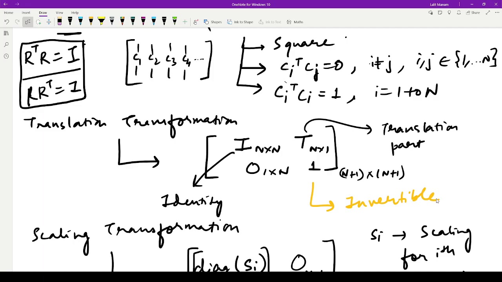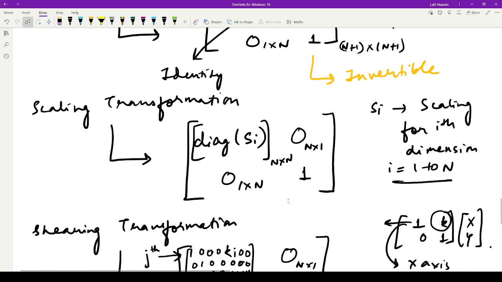What does translation mean? I'm just moving a 3D point from one place to the other, right? So if I invert it, it means I'll just put it back to the same location. Yes, it is invertible, right? Yes, it is.